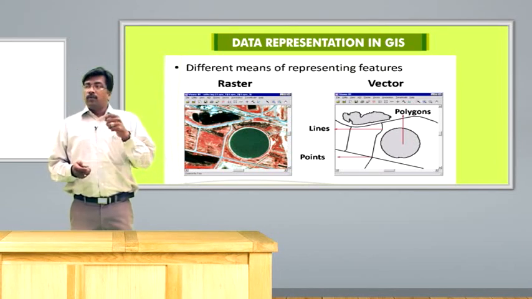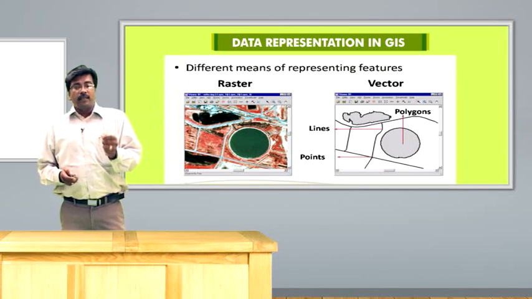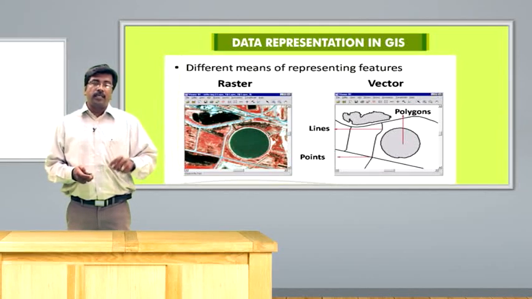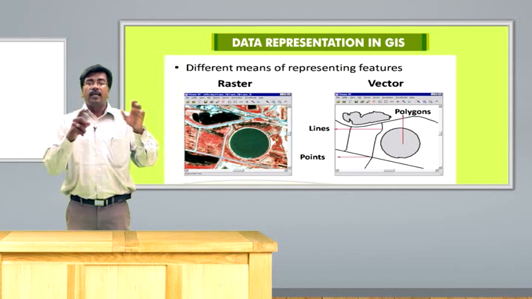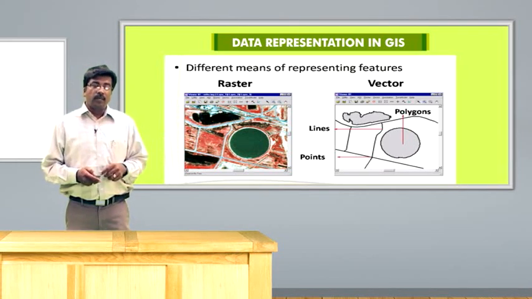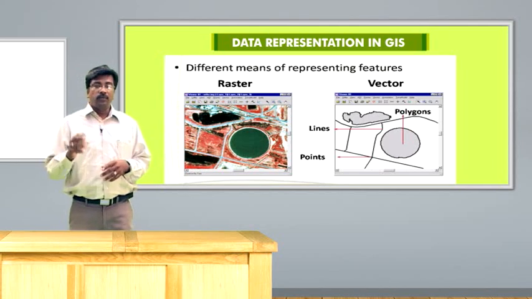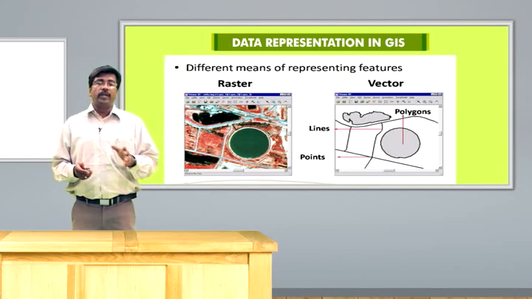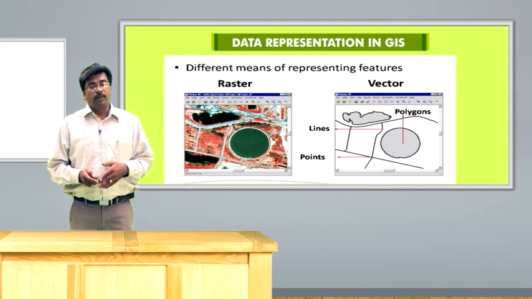Then what I said is the raster and the vector. You can see in this slide, the first thing is the raster, you can see the map with pixels, and the second one is a vector map of the same area with polygons, lines and points. So this is how it is represented in a GIS platform.